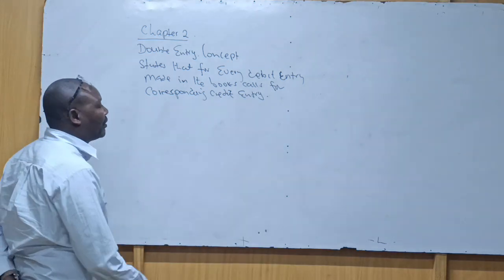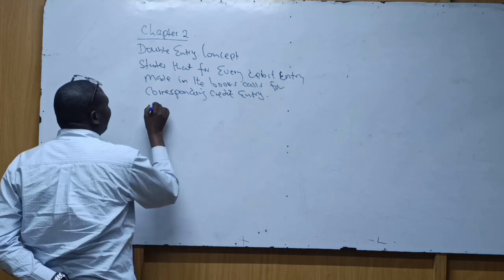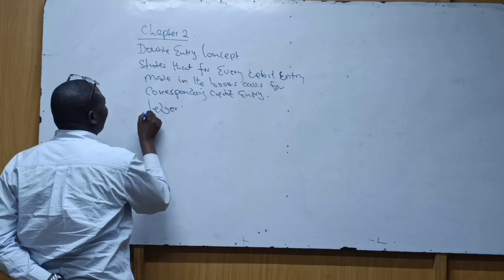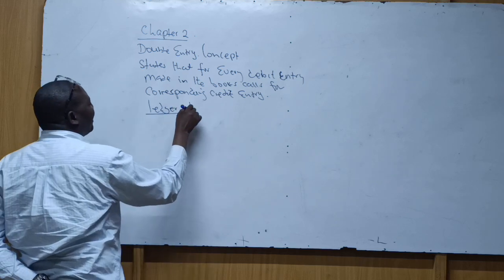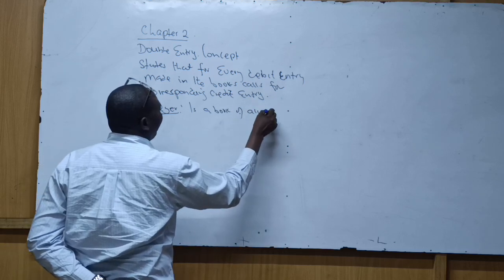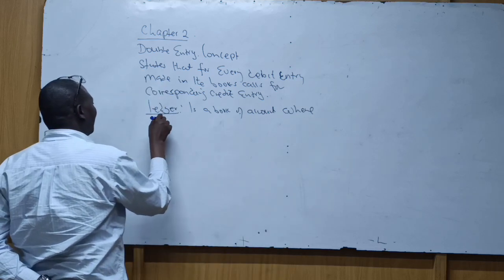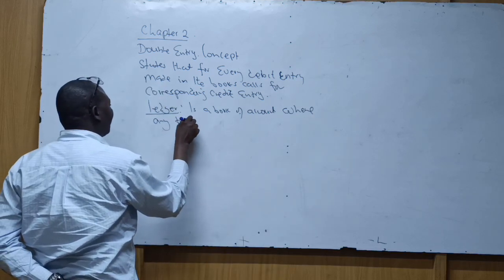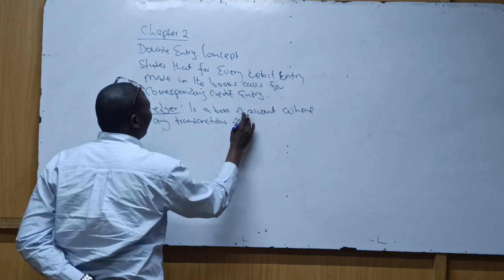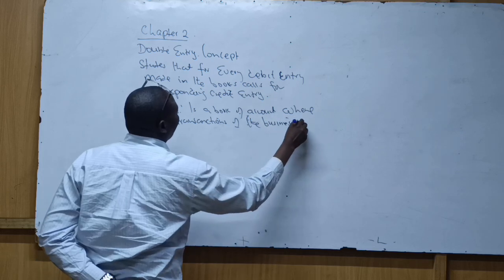Now, that comes to the ledger. A ledger is a book of accounts where any transactions of the business are recorded.